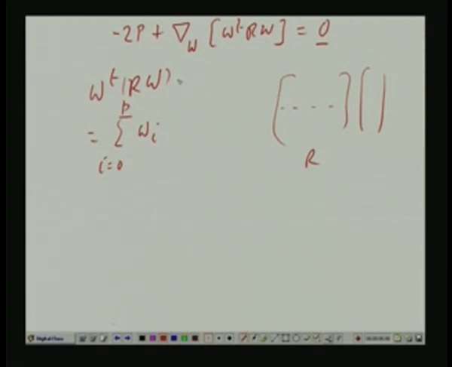If you call that matrix R w, R is a matrix, W is a vector, so R w is a vector. If you call that vector, give it any name, say X or say Z, then W transpose Z means this Z i, and what is Z i? Ith row of R times W vector. What is ith row of R? R i j W j, j will vary from 0 to p. So, replace that here.